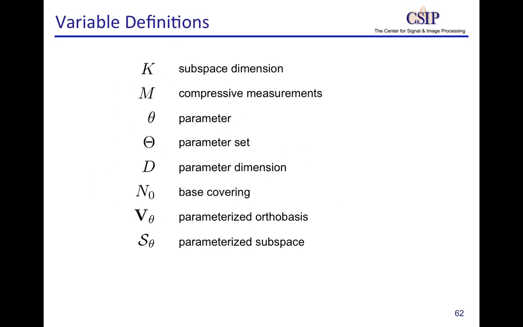So K is, again, the subspace dimension. M is the number of compressive measurements. Theta is our standard parameter vector. Capital Theta is the parameter set. Capital D is the parameter dimension. N naught is the base covering that we'll define more rigorously in just a moment. V theta is our parameterized orthobasis, and script S theta is our parameterized subspace, which is basically the span of V theta.